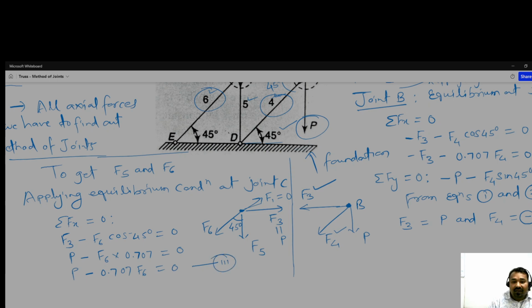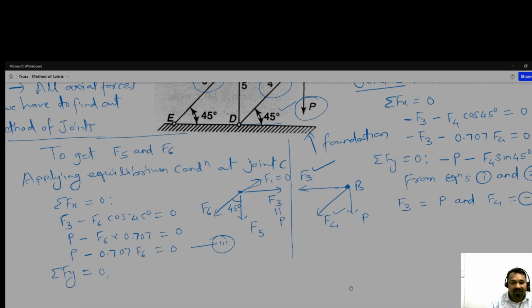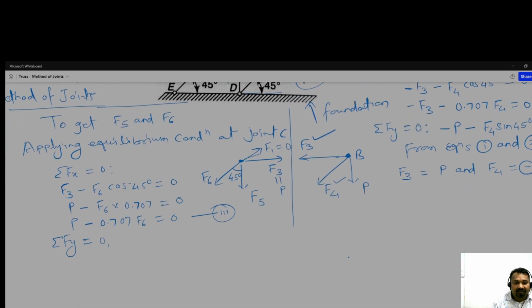Okay, and what about the next? Suppose we satisfy the equilibrium condition for the y direction. So it is the sum of y direction forces. What do we get? Minus F5, and it will also be minus F6 sin 45 degrees. So this can be written as minus F5 minus 0.707 F6 is equal to 0. So this is our fourth equation.